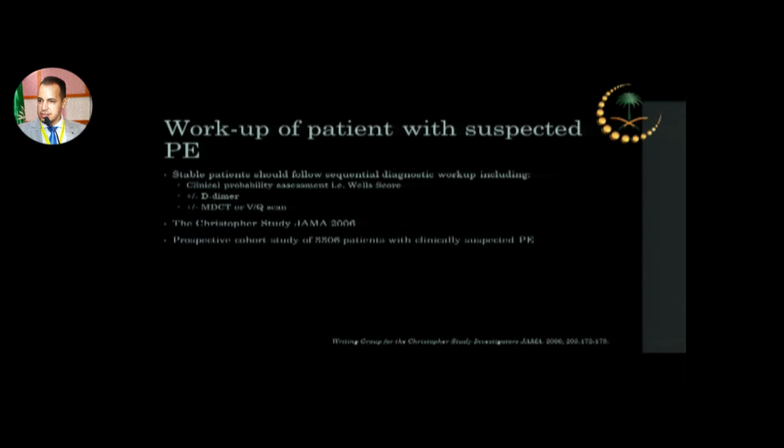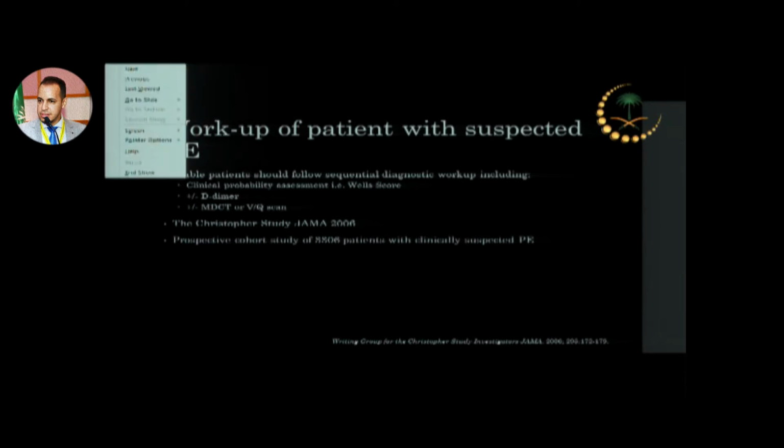We'll talk next about the Christopher study published in JAMA in 2006, which was done on more than 3,000 patients. So this table shows that patients with low clinical probability and a normal D-dimer study have less than 0.5% incidence of symptomatic venous thromboembolism. And in patients with a normal CT angiography, they had less than 1.2% incidence of venous thromboembolism, which is quite low.